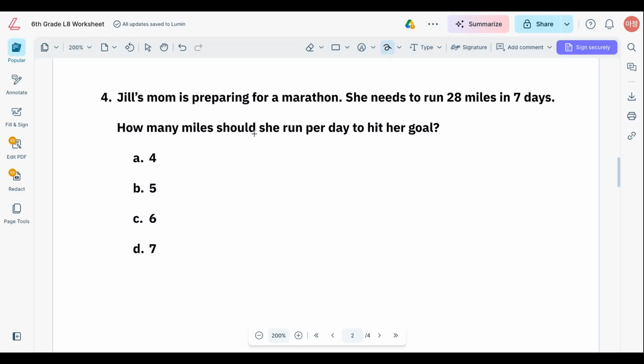Okay. Jill's mom is preparing for a marathon. She needs to run 28 miles in 7 days. How many miles should she run per day to hit her goal? So 28 miles in 7 days. And that is just 4 miles in 1 day, right? Because 28 divided by 7 is 4, which is the same thing as 4 over 1. So then A would be the correct answer.